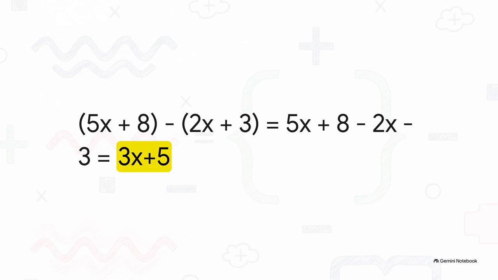Let's do it in our heads. 5x minus 2x gives us 3x. And our constants, 8 minus 3 gives us a positive 5. Our final, simplified answer is 3x plus 5. That sign flip really is the magic key to unlocking subtraction.